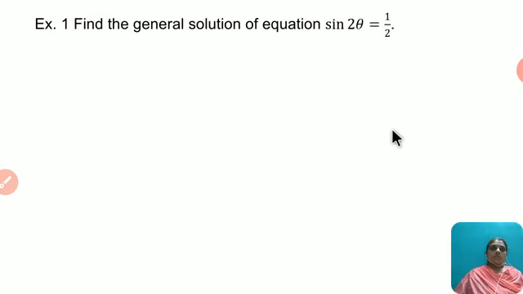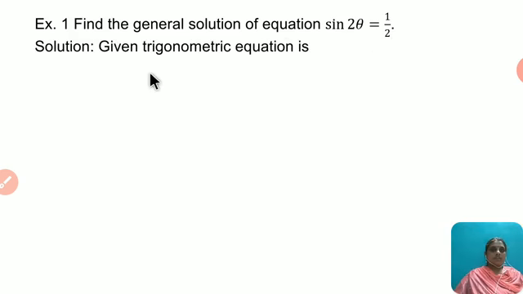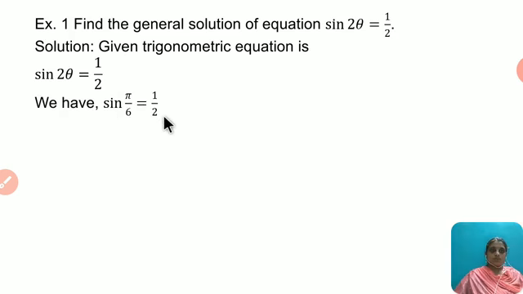So see the first example. Find the general solution of equation sin 2 theta is equal to 1 upon 2. So in the solution of this example, first we write the given trigonometric equation is sin 2 theta is equal to 1 upon 2. We know sin 30 degree is 1 by 2, that is sin pi upon 6 is equal to 1 upon 2. And so here we get sin 2 theta is equal to sin pi upon 6.